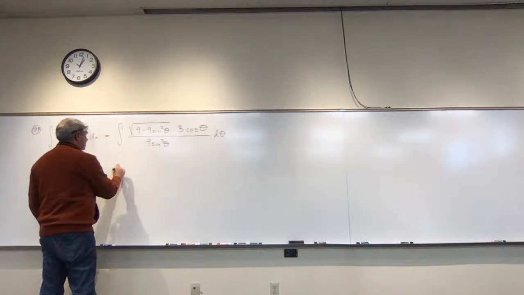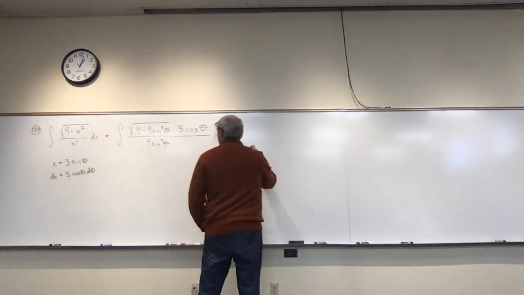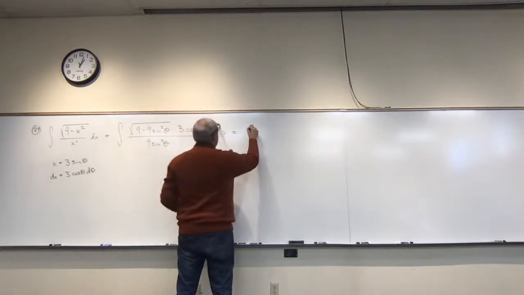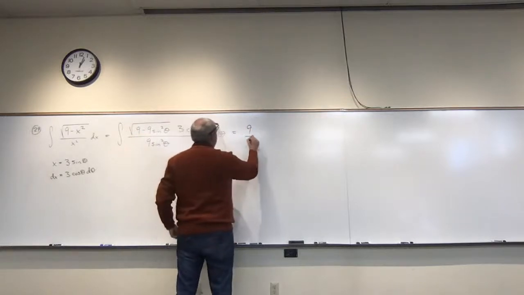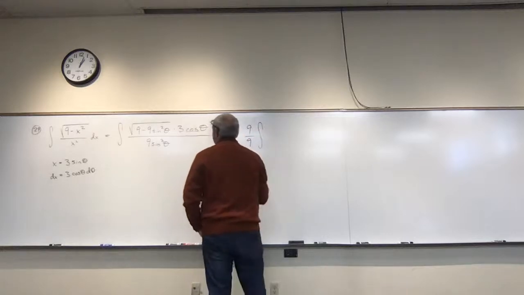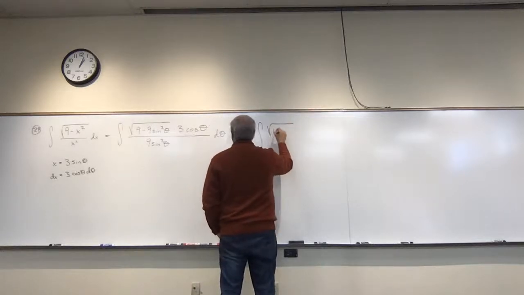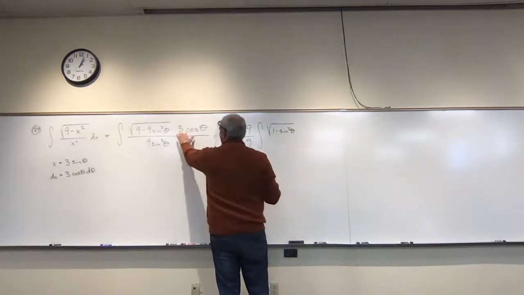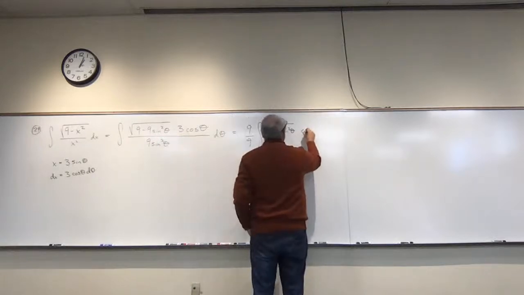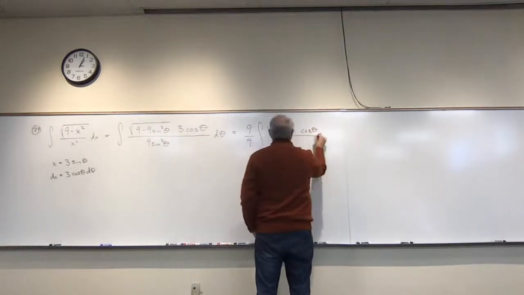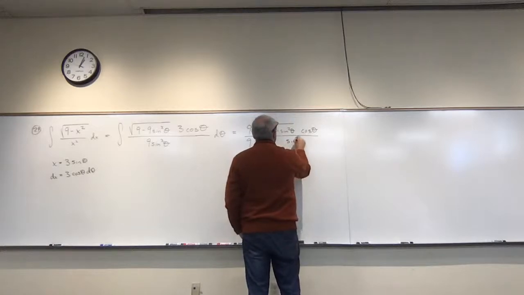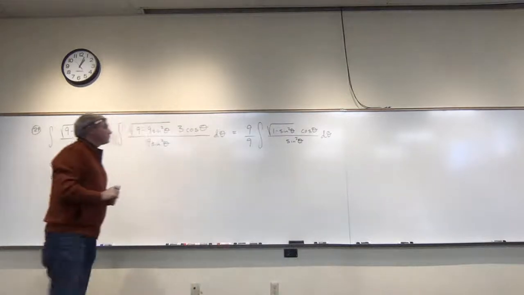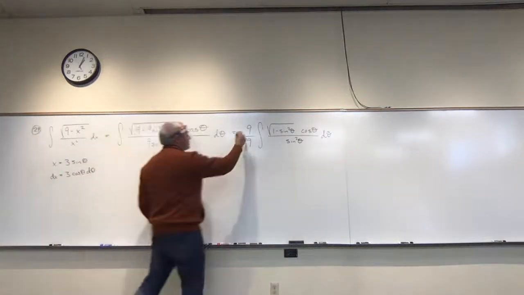So let's rewrite this. I factor out the 3 here, and that's 3 times 3 is 9. And this 9 can come out as 9 times the integral of the square root of 1 minus sine squared theta. The 3 has gone out. I still have times cosine of theta divided by sine squared of theta d theta. Okay, so the 9's cancel.